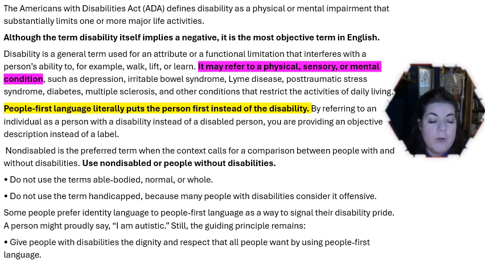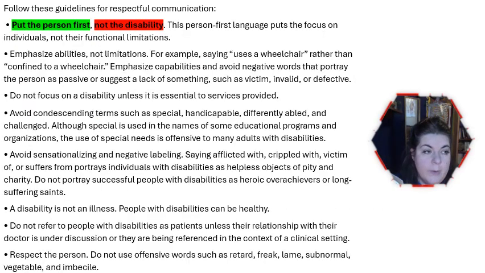All right. We do not use the term handicapped because many people with disabilities consider it offensive. Some people prefer identity language to people first language as a way to signal their disability pride. A person might proudly say, I am autistic, but still that guiding principle remains. Give people with disabilities the dignity and respect that all people want by utilizing people first language in the massage office.